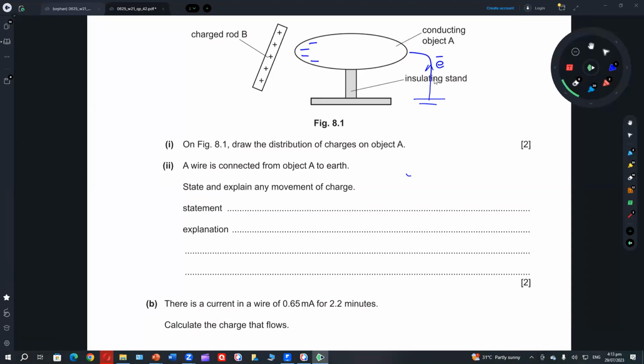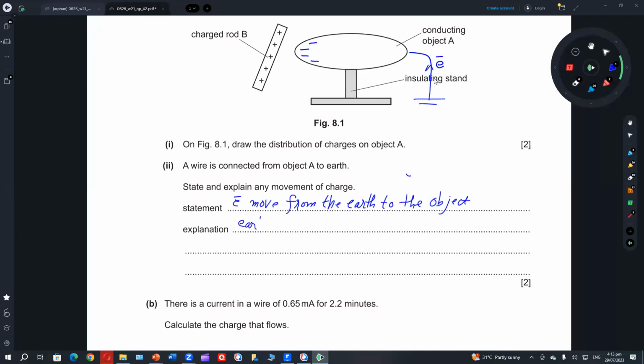So what should be the statement? Electrons move from the earth to the object.